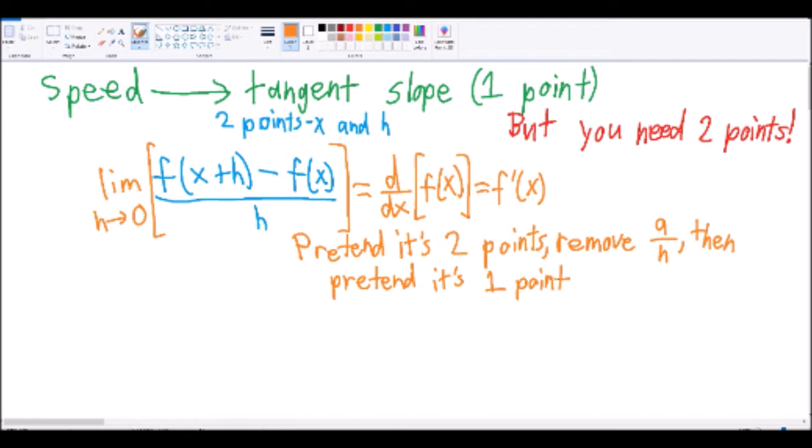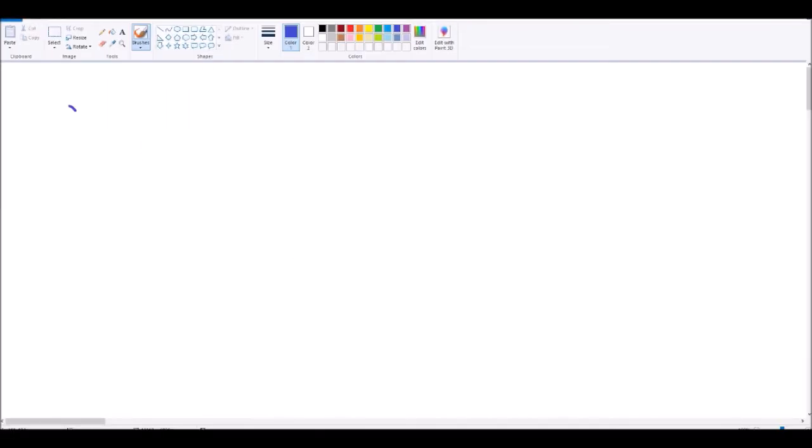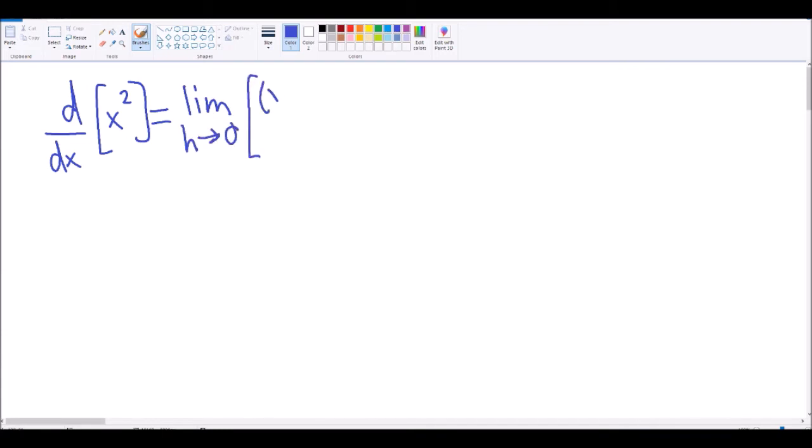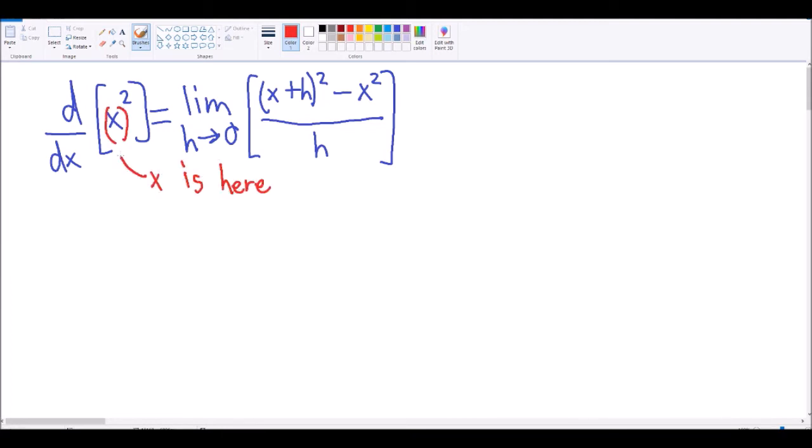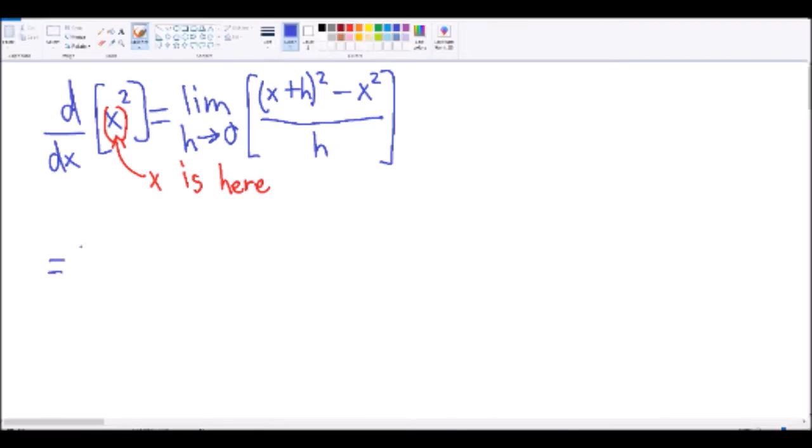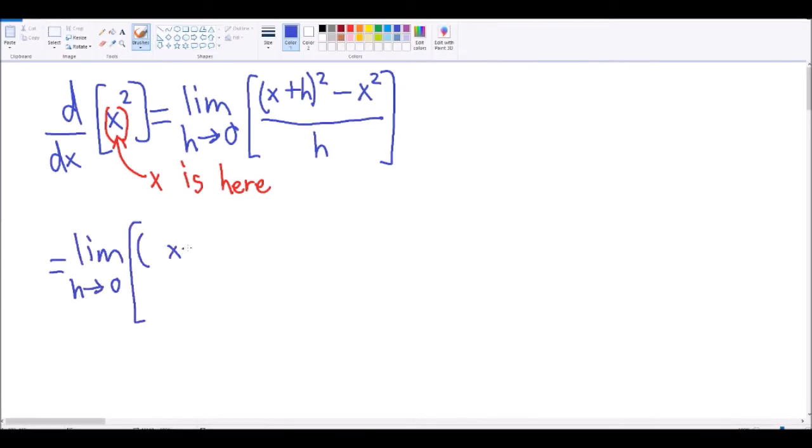So, this is great and all, but how do you actually, quote-unquote, take the derivative? We can use the limit definition on, let's say, f of x equals x squared. One tricky part in all this is remembering that the x is here being squared, turning into an x plus h. But now, we can just compute this limit.